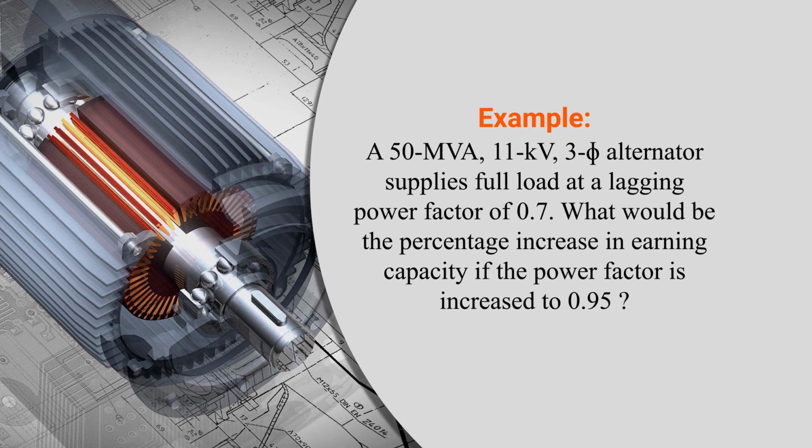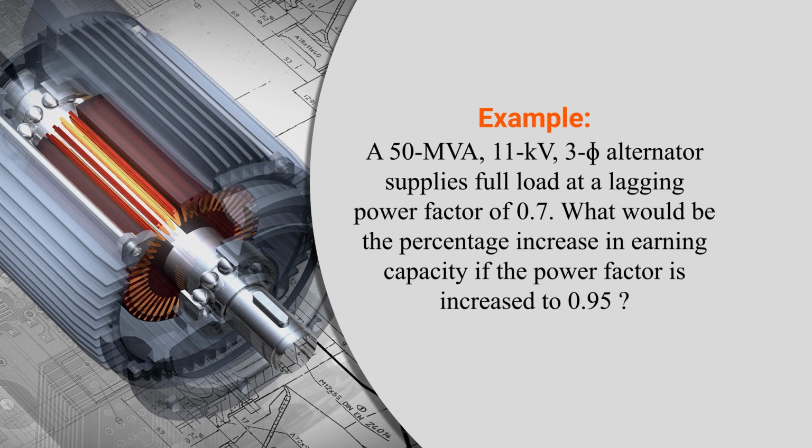Next example we can discuss for power factor improvement. Here you can see the example of a 50 MVA, 11 kV, 3-phase alternator that supplies full load at a lagging power factor of 0.7. What would be the percentage increase in earning capacity if the power factor is increased to 0.95? So what parameters are given, just note down first. 50 MVA, that means power is given, voltage is given 11 kV, cos phi is given, that is 0.7 lagging.